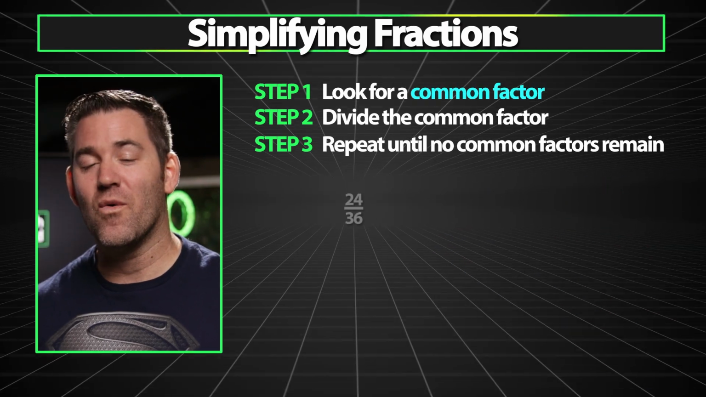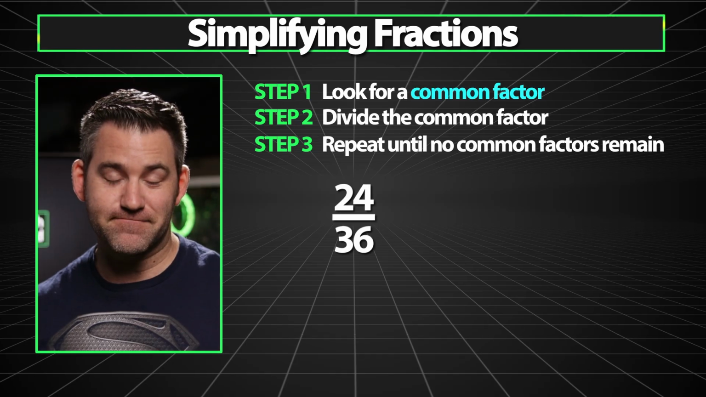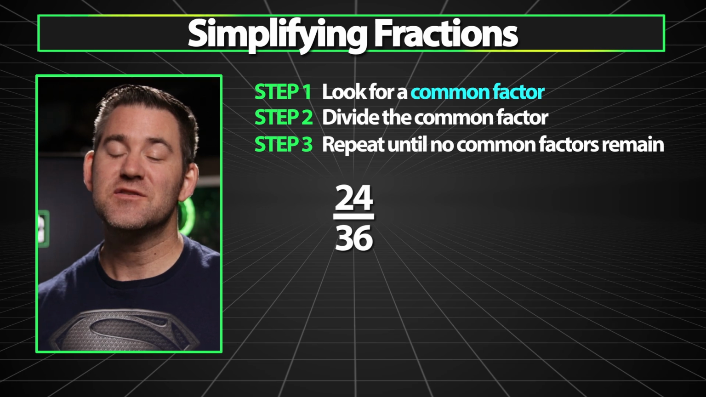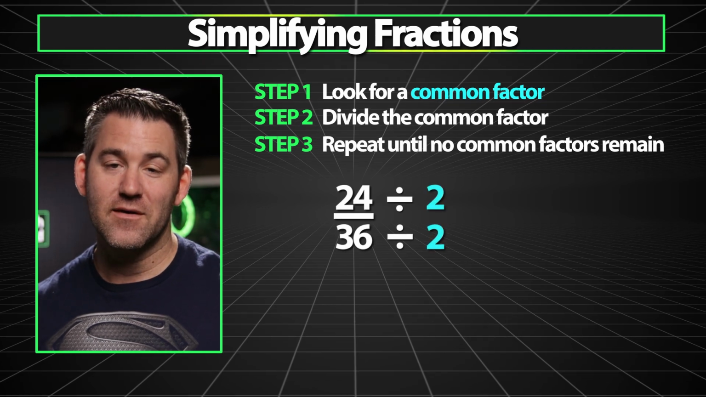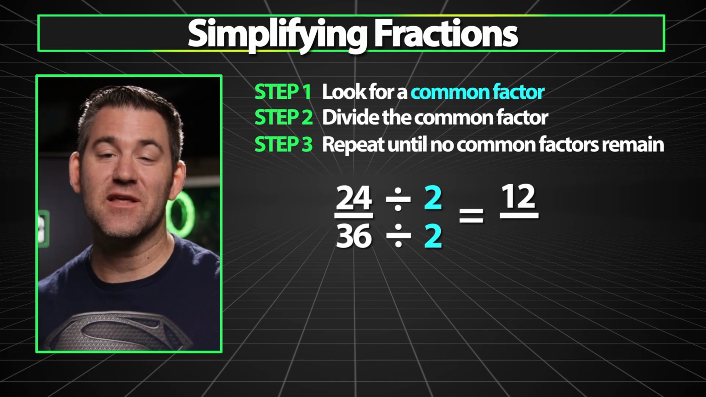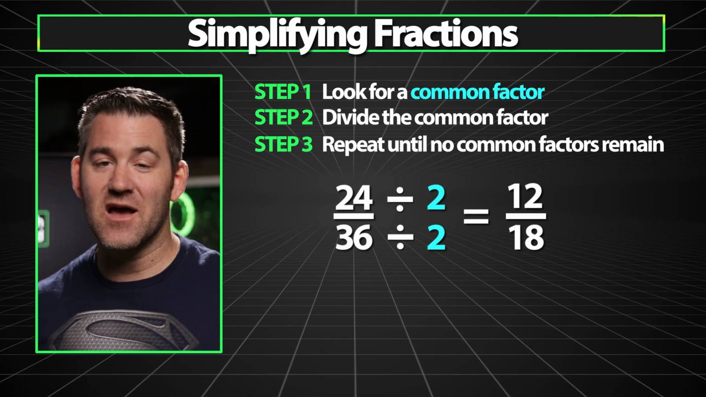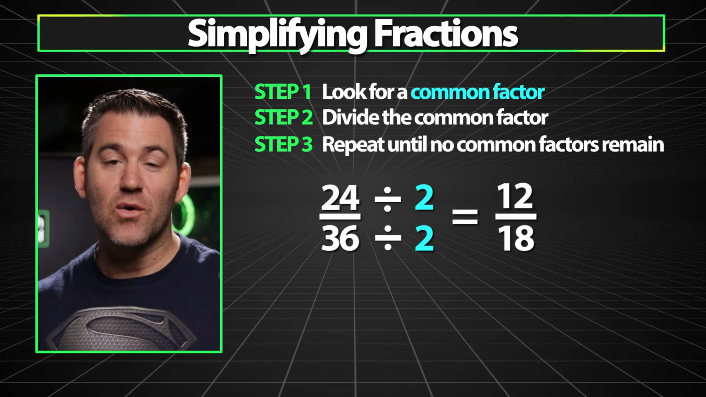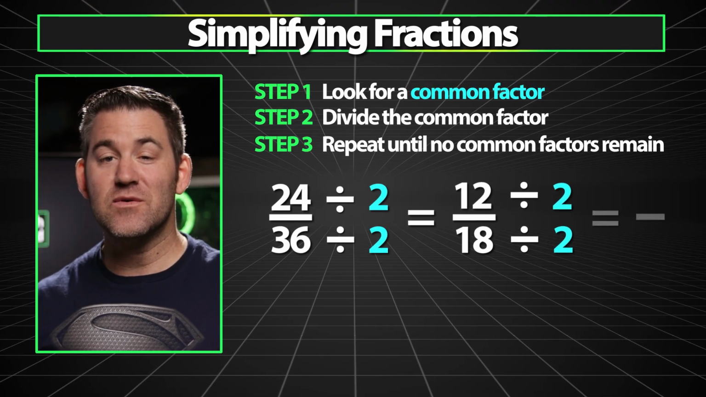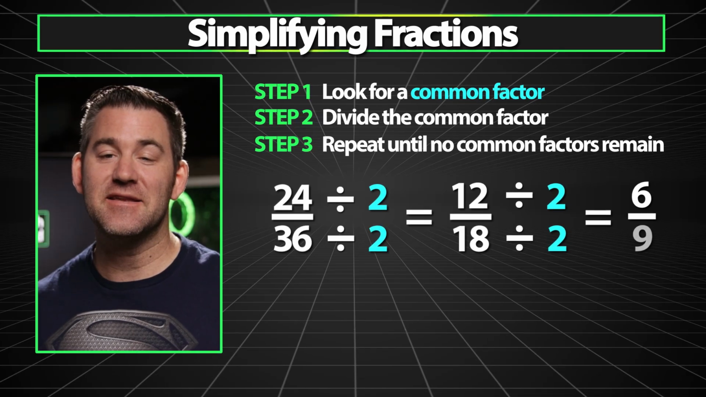Let's take a look at one more example. Here we have 24 over 36. Well, notice that both of these numbers are even, so let's divide them both by 2. 2 goes into 24 12 times, and 2 goes into 36 18 times. But notice, we're still stuck with some even numbers. So let's do it again and divide both by 2. 2 goes into 12 6 times, and 2 goes into 18 9 times.